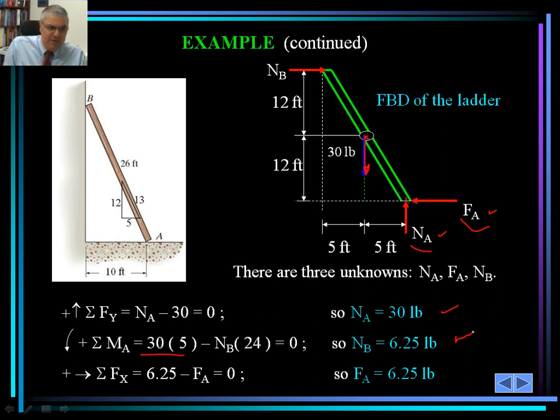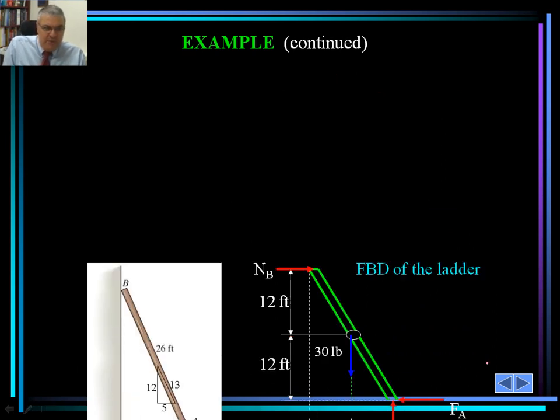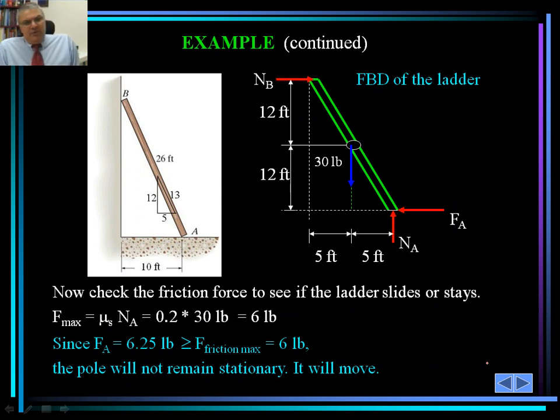So as such, n sub b would be 6.25 pounds, and we take the summation of forces in the x equal to 0 after calculating n sub b. Now we can do that to calculate f sub a, and f sub a turned out to be 6.25 pounds. So we're going to now check the friction forces to see if the ladder slides or stays.